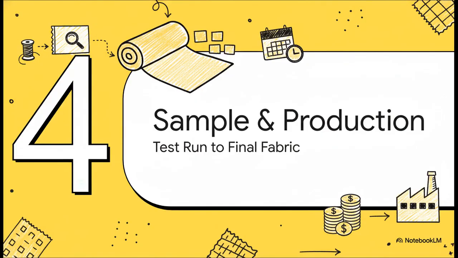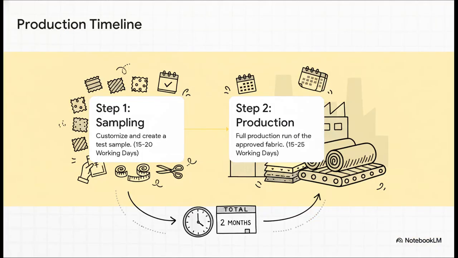Okay, so you've picked your fabric, you've decided between a ready design or a custom one. What actually happens next? Let's walk through the nitty-gritty timeline and the costs involved in getting from that first test run to your final bulk order. So you've got to be patient here, because the process is split into two clear phases. First up is sampling, which can take 15 to 20 working days. This is where you get an actual, physical test piece to approve.